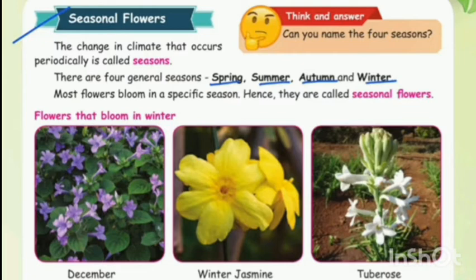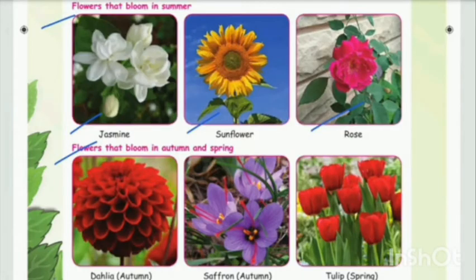Look at your book, children. Flowers that bloom in winter: December, winter jasmine, tuberose. Flowers that bloom in summer: jasmine, sunflower, rose. Flowers that bloom in autumn and spring: dahlia, saffron, tulip.